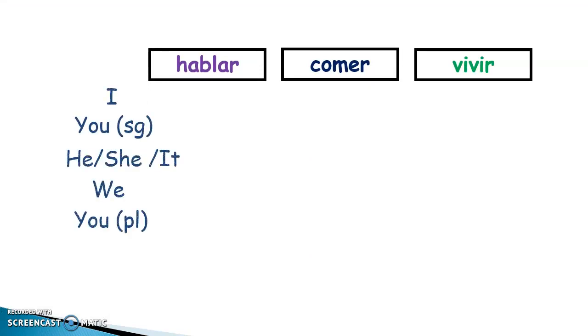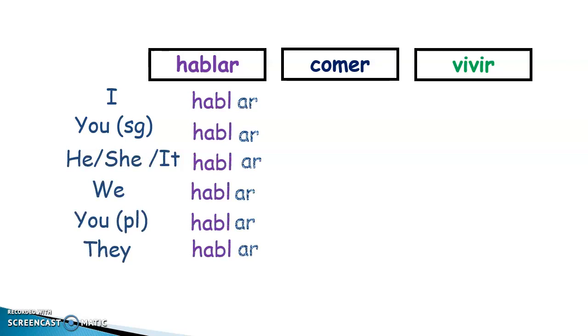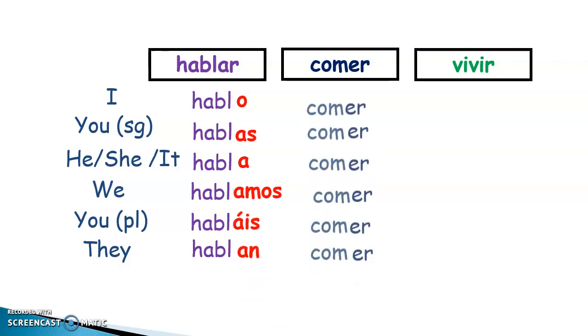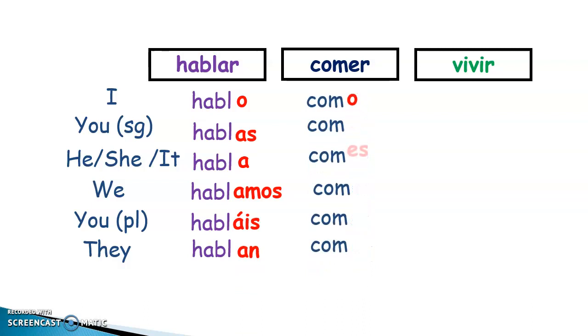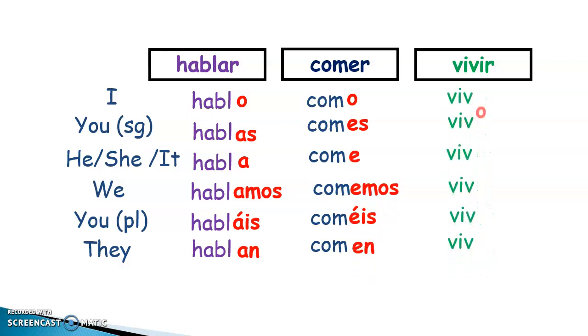I, you, he, she, it, we, you, and they. And let's form those verbs. Hablo, hablas, habla, hablamos, habláis, hablan. Our ER verbs. Como, comes, come, comemos, coméis, and comen. And our IR verb. Vivo, vives, vive, vivimos, vivís, and viven.